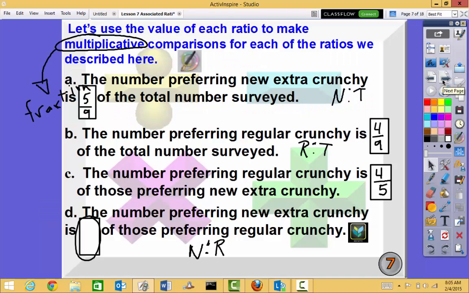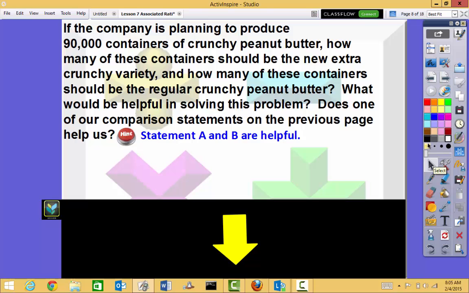Well, Statement A says 5 to 9. Statement B is regular, and that says 4 to 9. So just so I don't have to keep going back and forth, I'm going to take those notes down. My new to the total was 5 to 9, and my regular to the total was 4 to 9. So what are we going to do here? Well, I know that when I multiply fractions, it's going to give me a number as well.